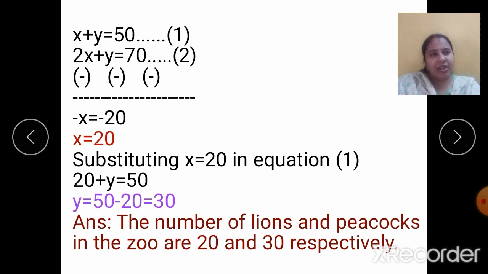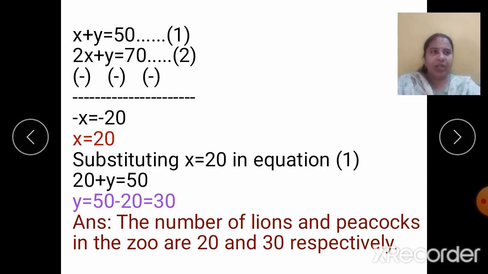So these are our final answers. We have to write the final answer as the number of lions and peacocks in the zoo are 20 and 30 respectively. 20 was the assumption for number of lions, so it is 20. x was the assumption, right? And y was the assumption for number of peacocks, so that is nothing but 30. So in this way you have to do the sum and write the final answer.